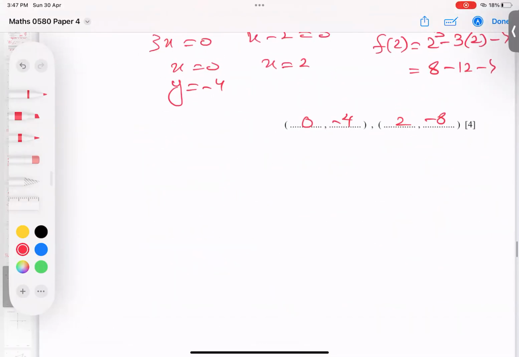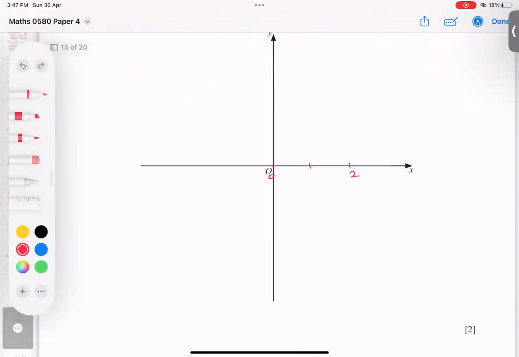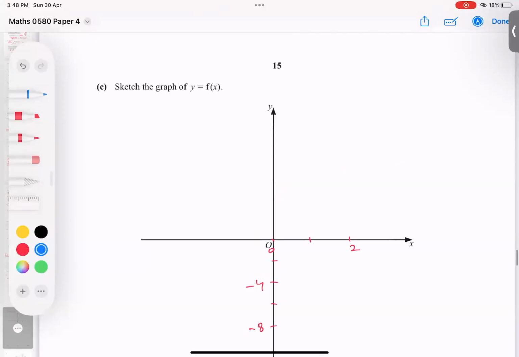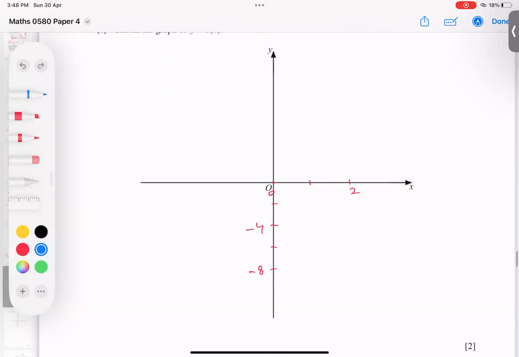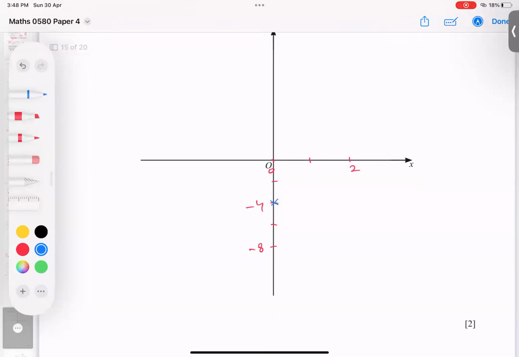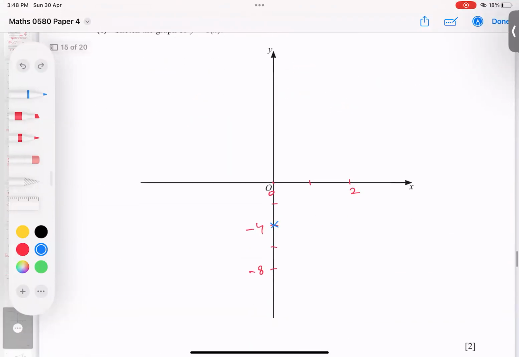Now I want to locate negative 4, negative 8. So negative 2, negative 4, negative 6, negative 8. This is 0. So when I'm locating, first of all, x is 0, y is minus 4. Then the second point, x is 2, y is minus 8. So it means the graph has two possibilities. So this turning point we have.